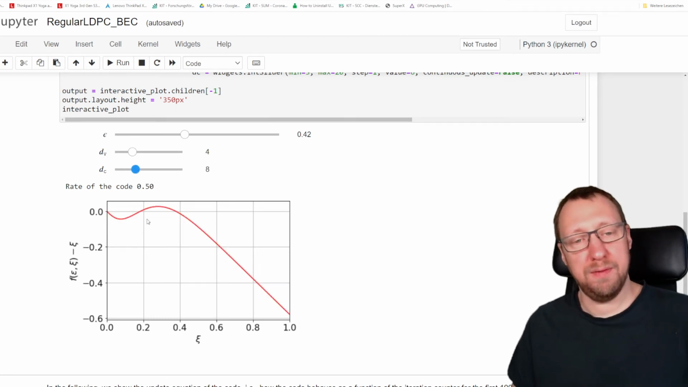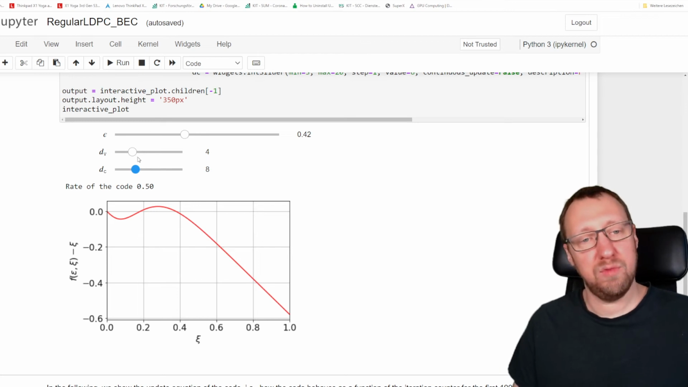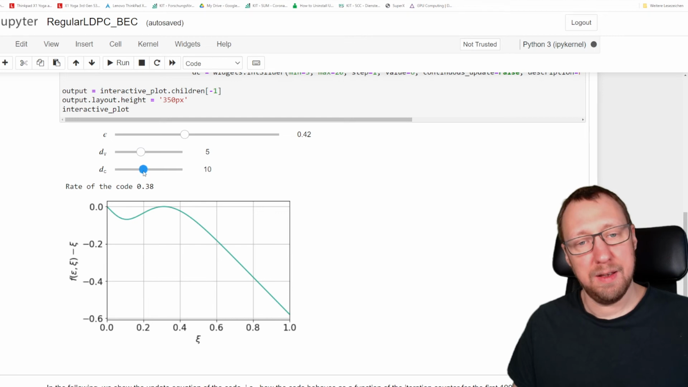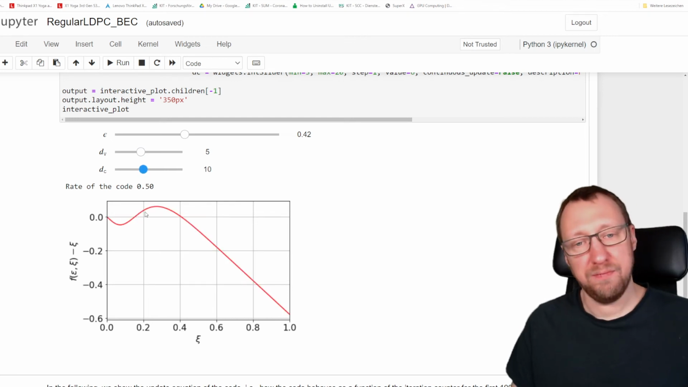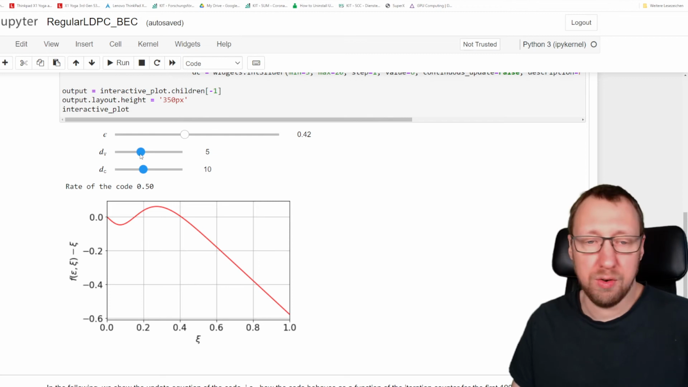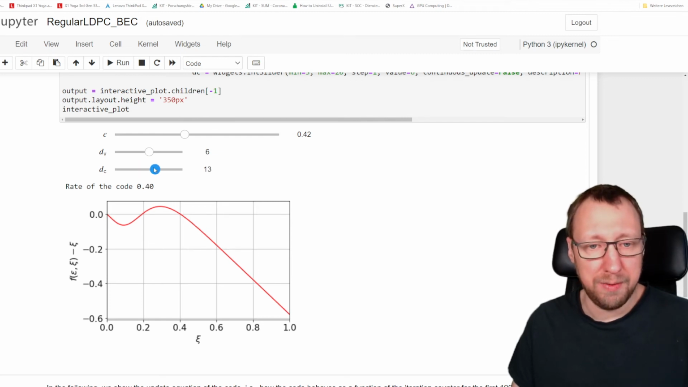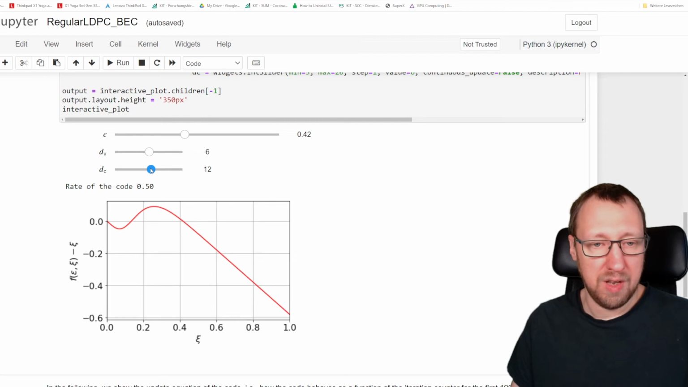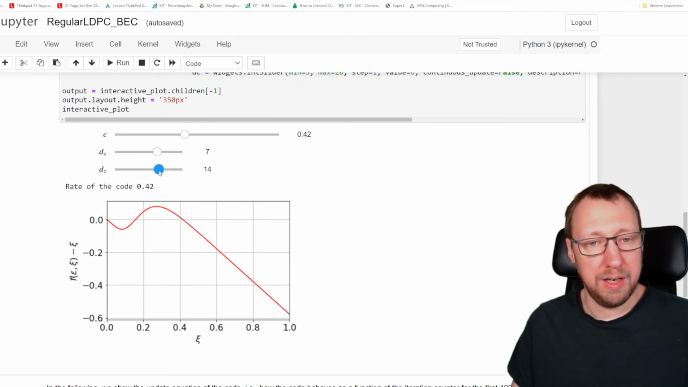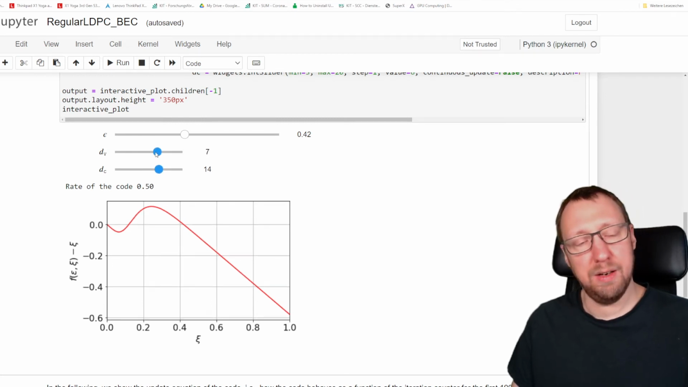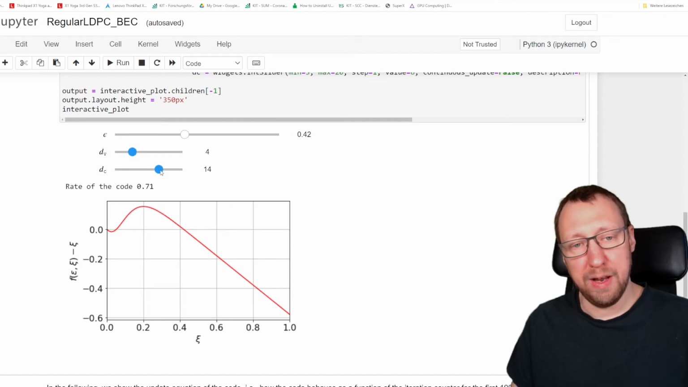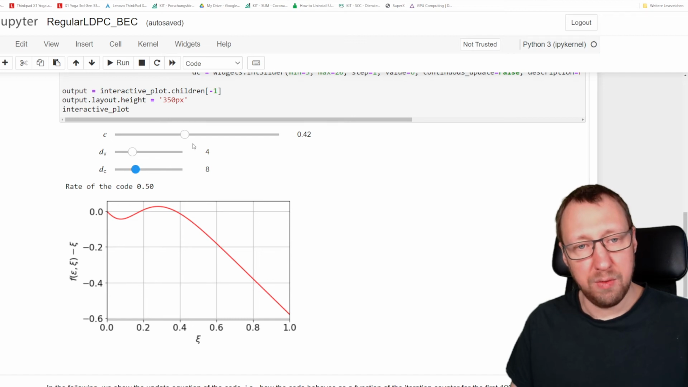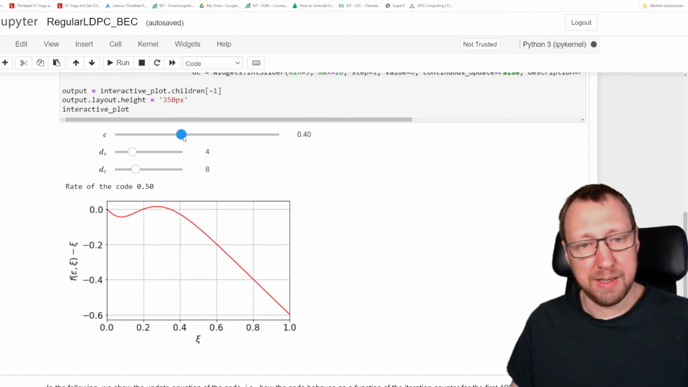We cannot decode. So we have fixed points again. Let's see what happens if we go to 5 and 10. We cannot decode. So 3.6 seems to be a pretty good choice. Let's go to 6 and 12. Cannot decode. 7 and 14. We cannot decode. Okay, so let's take a look at 4 and 8. That was the next one. So we decrease epsilon a little bit and see if we can decode.